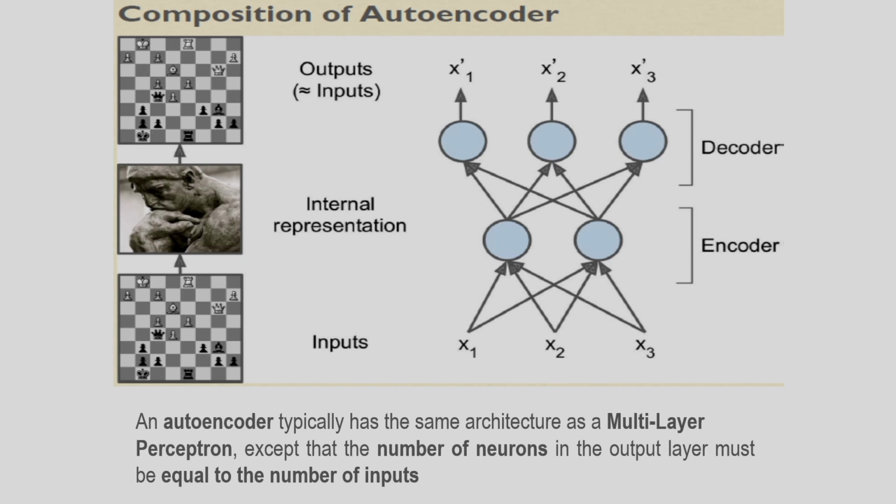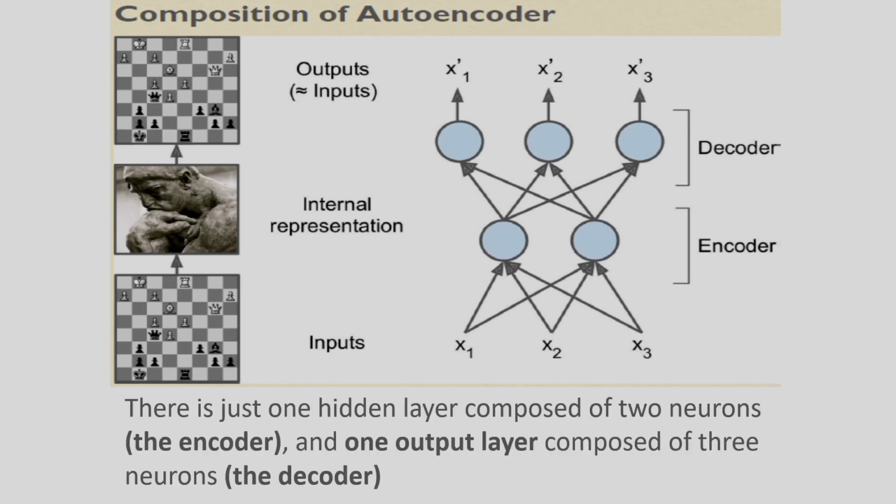In this figure you can see I have 3 inputs, x1, x2, x3. Similarly, I have 3 outputs, x1 dash, x2 dash and x3 dash. That means the number of neurons in the output layer must be equal to the number of inputs in a simple autoencoder. And you can see there is just one hidden layer composed of 2 neurons, that is the encoder, and one output layer composed of 3 neurons, that is the decoder. So I am showing the encoder, and the other one is the decoder.